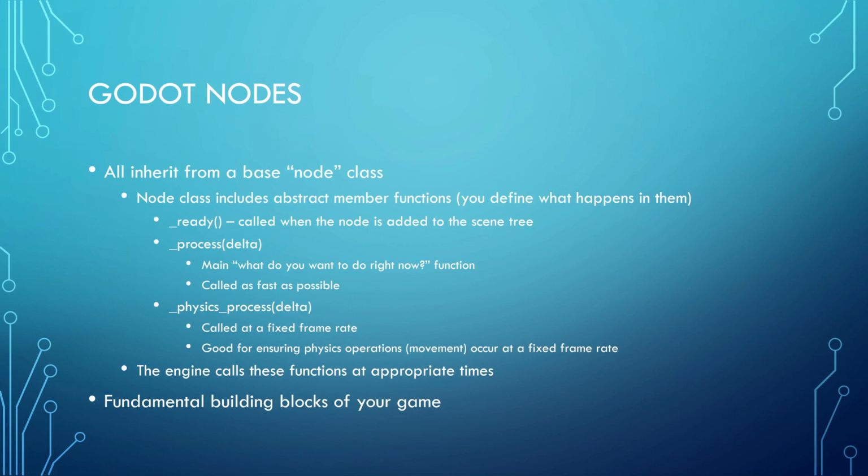Okay, so when we went through object-oriented programming, we talked about inheritance. And the reason that's relevant is in Godot, all nodes inherit from a base node class. So the node class includes abstract member functions of ready, process, and physics process. And it's got some other ones too, but those are the three that you're going to probably be using a lot. So these are just abstract functions. If you implement them, Godot will call them, but if you don't implement them, then they just will sort of be passed by.